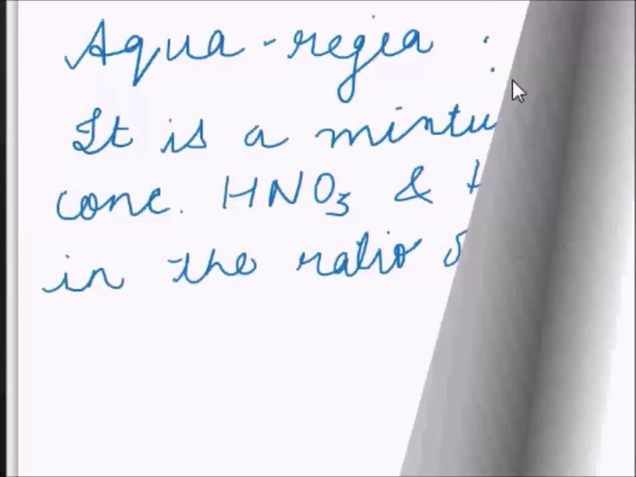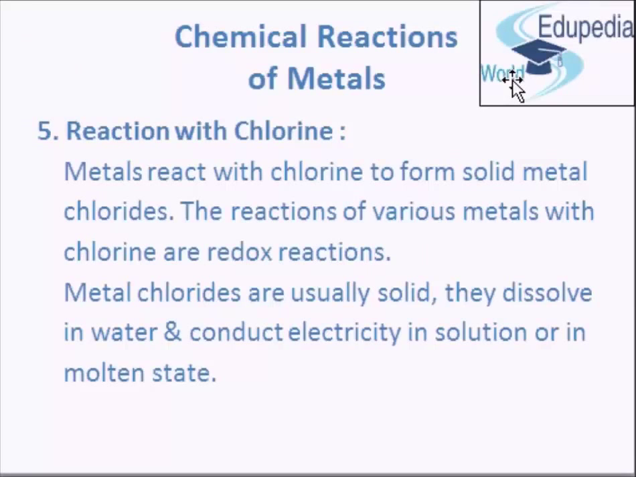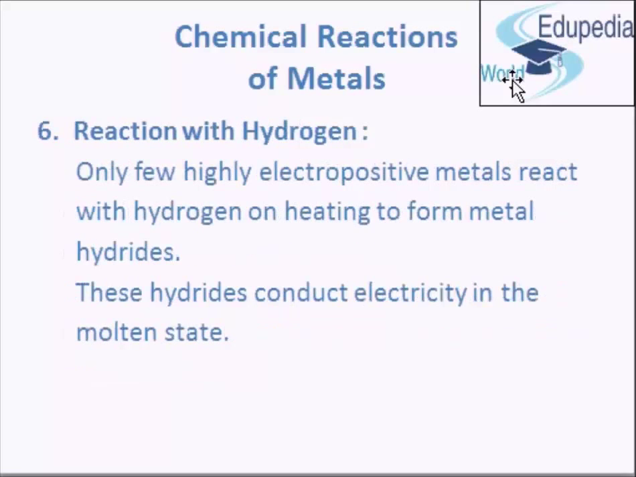Now we will discuss another reaction, with hydrogen. Only a few highly electropositive metals react with hydrogen on heating to form metal hydrides. These metals belong to group 1 and group 2 of the periodic table, such as lithium, sodium, potassium, rubidium, cesium, magnesium, calcium, and barium. The reactions of metals with hydrogen are redox reactions.